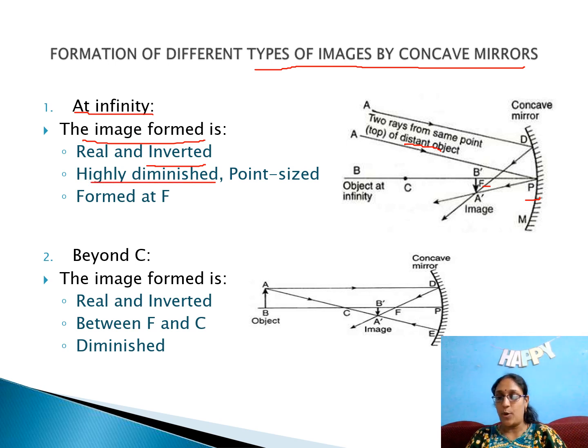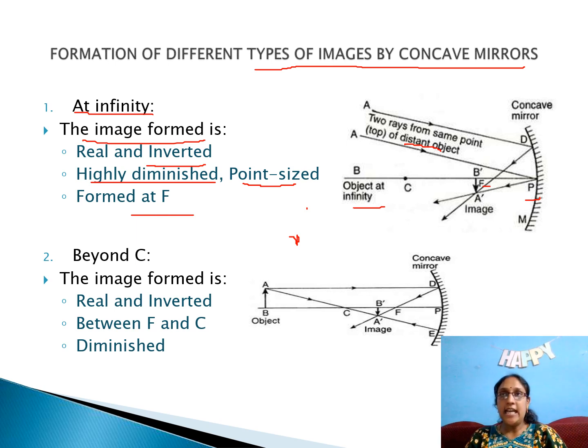You have to agree to this point because you don't know where the object is. The object is at infinity. I can't predict the object at all. What will be the shape of the object? Nothing. So the outcome for an object at infinity is that you will get a highly diminished image. I cannot see that, and it will be like a point size. That's all. Point size. So they are formed at your focus F.